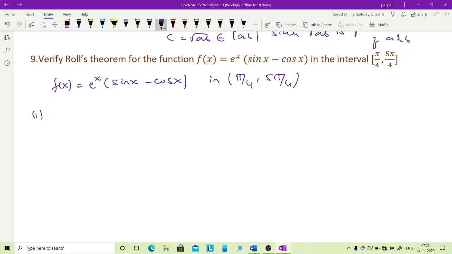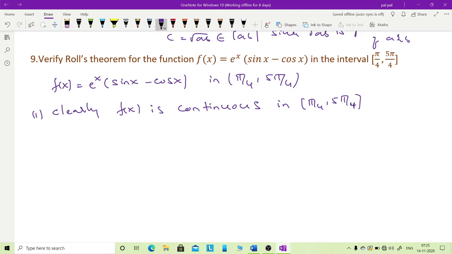The combination of exponential and trigonometric functions is continuous, because the product of two continuous functions is continuous. Again, the composition of two continuous functions is also continuous. On that basis you write clearly f of x is continuous. It is a continuous function in the interval pi by 4 to 5 pi by 4.